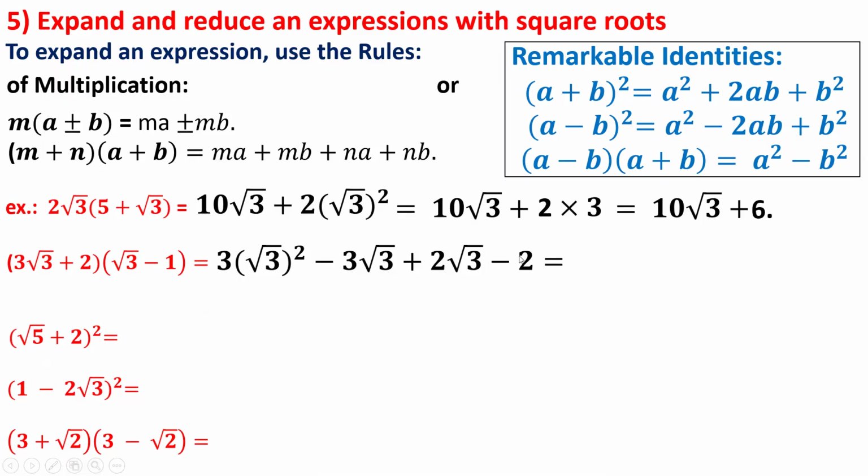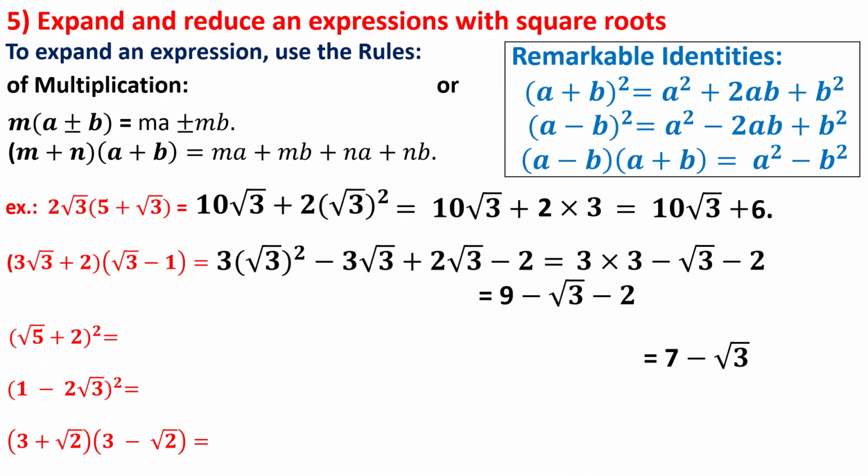I should check if I can simplify. Yes, I can simplify more. Since here the squared cancels the radical, it's 3 times 3. Minus 3 radical 3 plus 2 radical 3 have the same radicands, so I can add or subtract the coefficients. Minus 3 plus 2 is minus 1 radical 3, which means minus radical 3, and I keep minus 2 as it is. Now 3 times 3 is 9, so 9 and minus 2 are 7 minus radical 3.